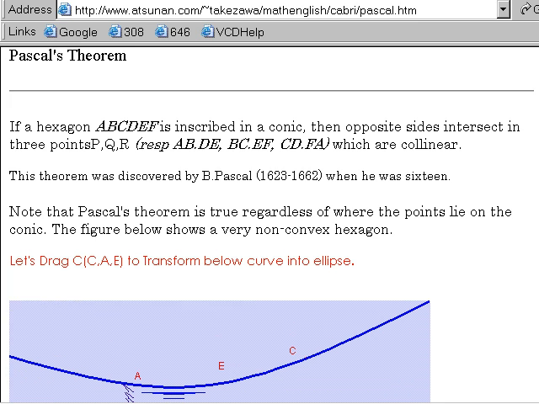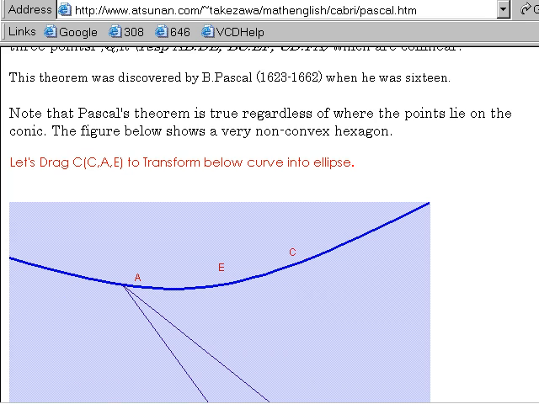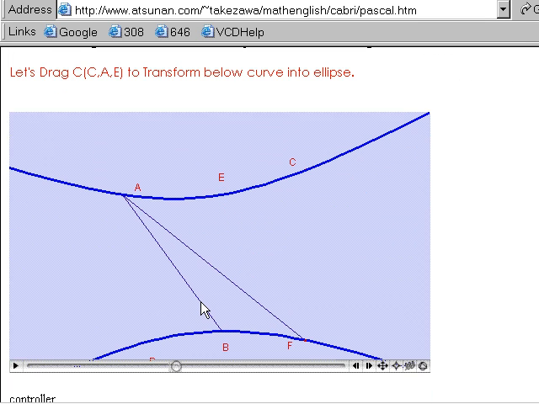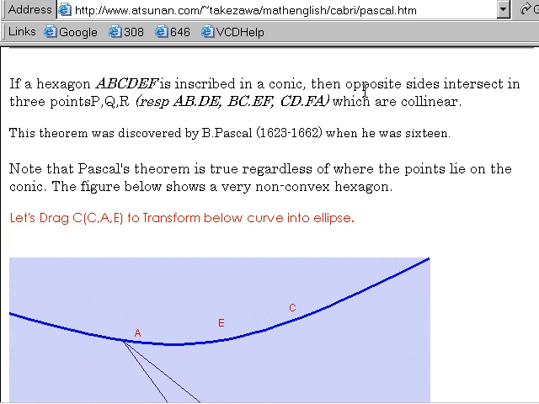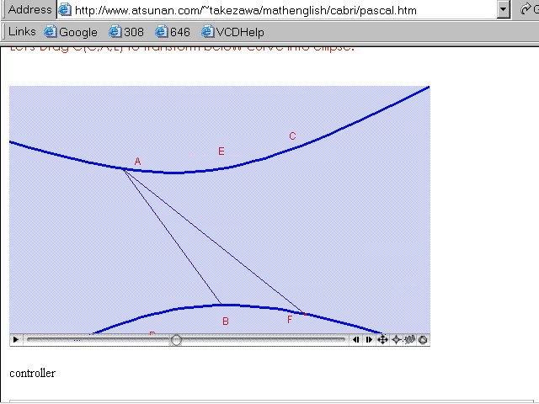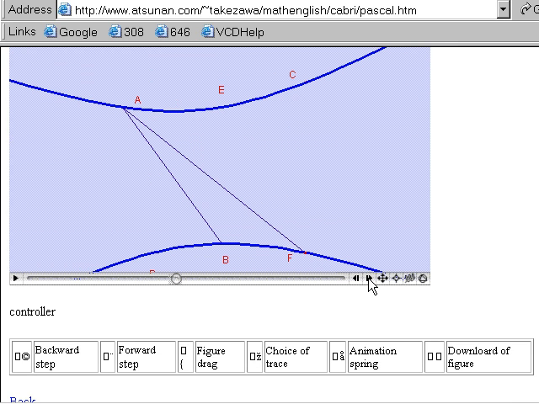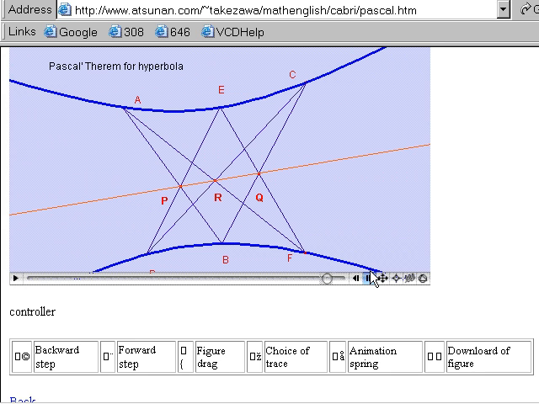If you have a hexagon, that means 6 straight line segments connecting A, B, C, D, E, and F. Notice these are not collinear or even in order. It goes from A to B to C to D to E to F back to A again. Then the opposite sides intersect in 3 points, which are collinear. Pascal proved this when he was 16. So there's the 6 different line segments here.